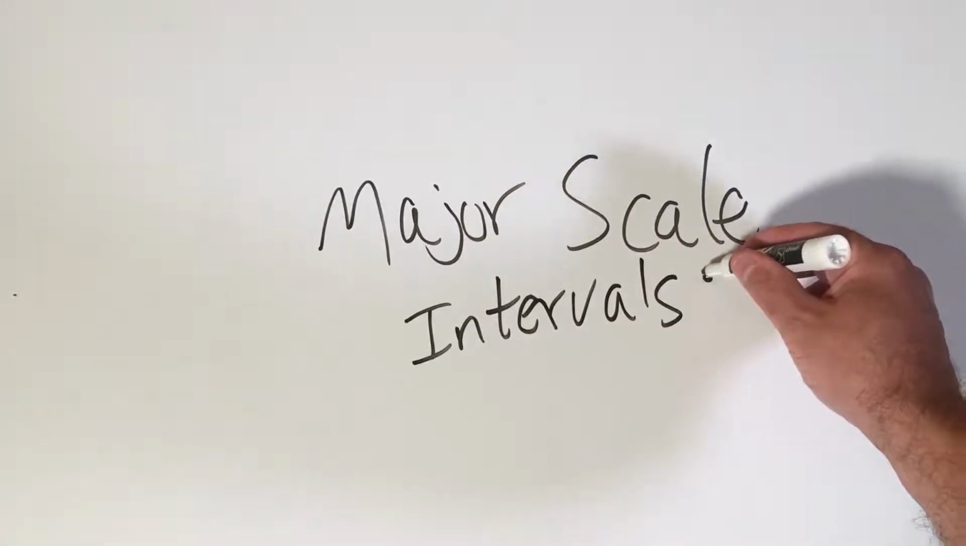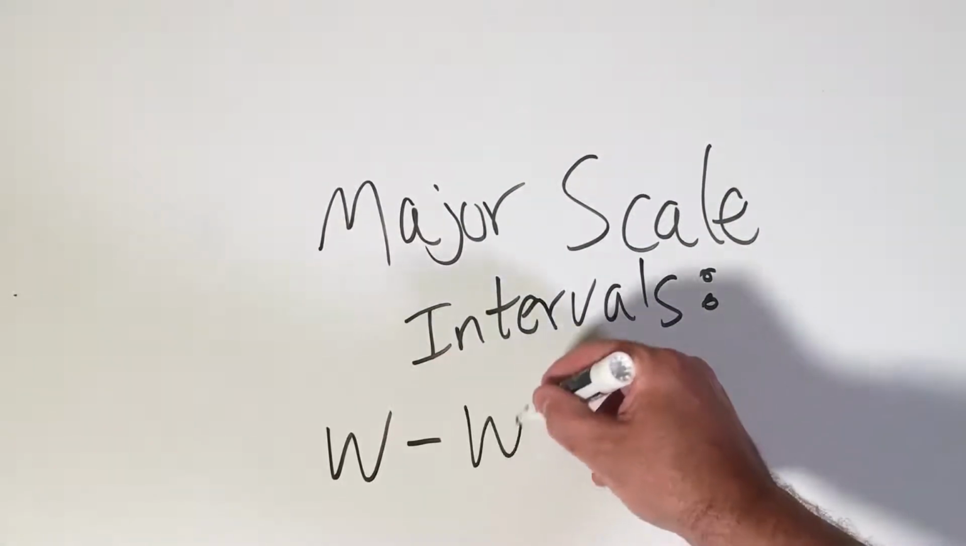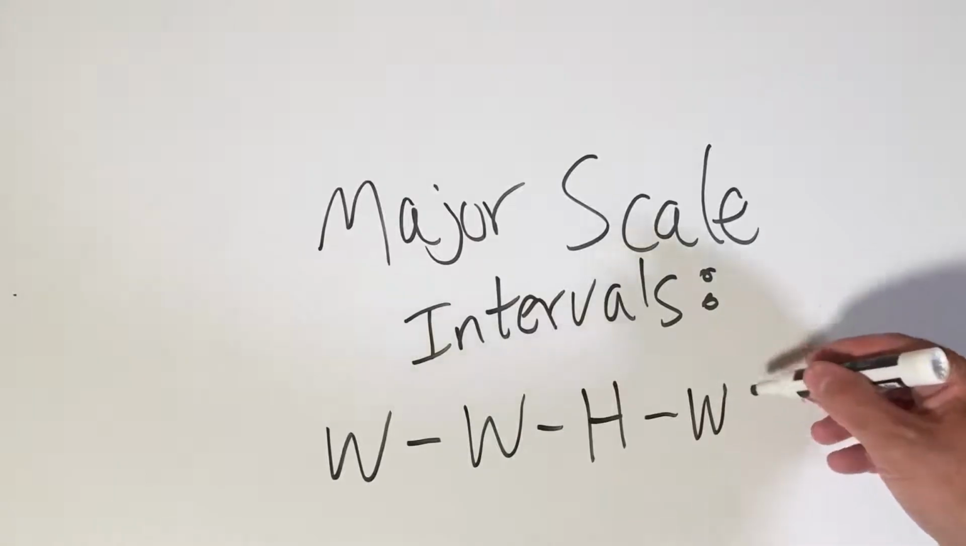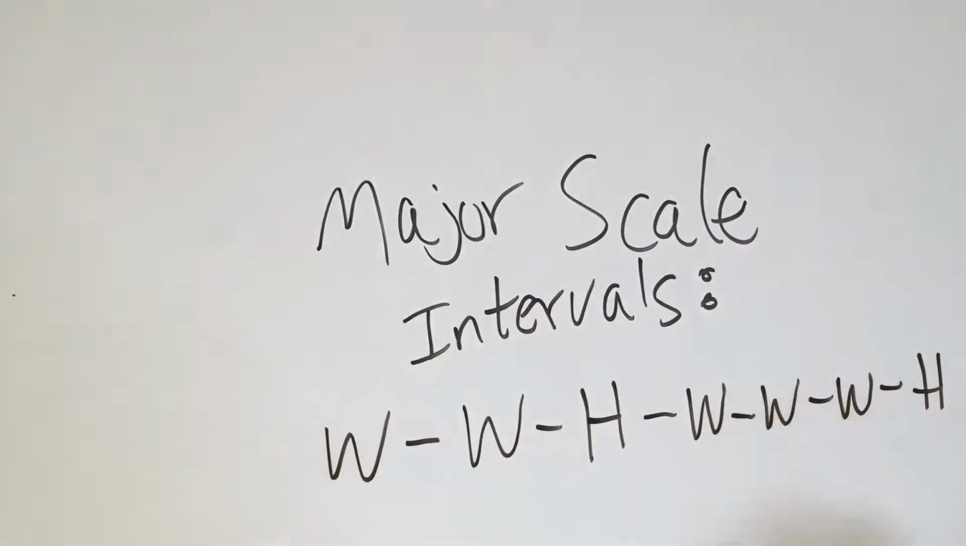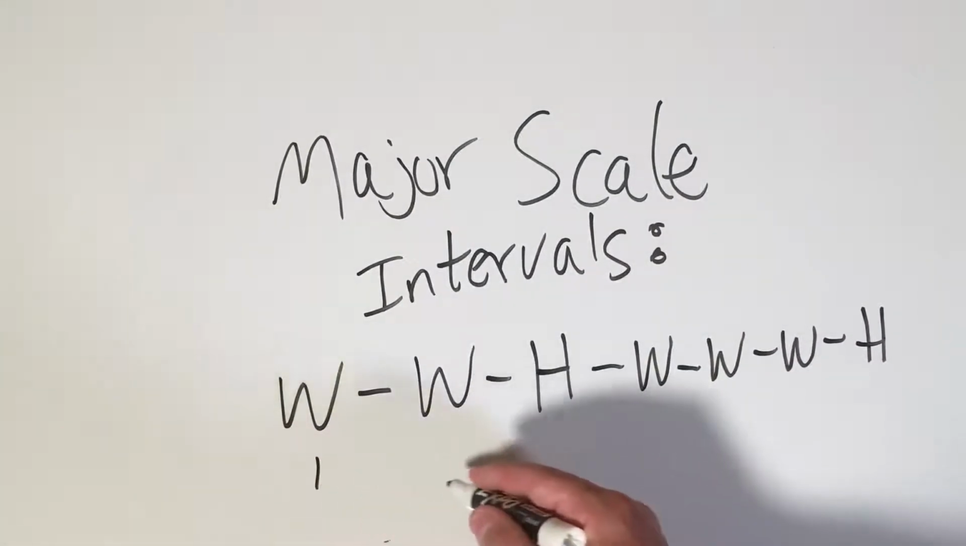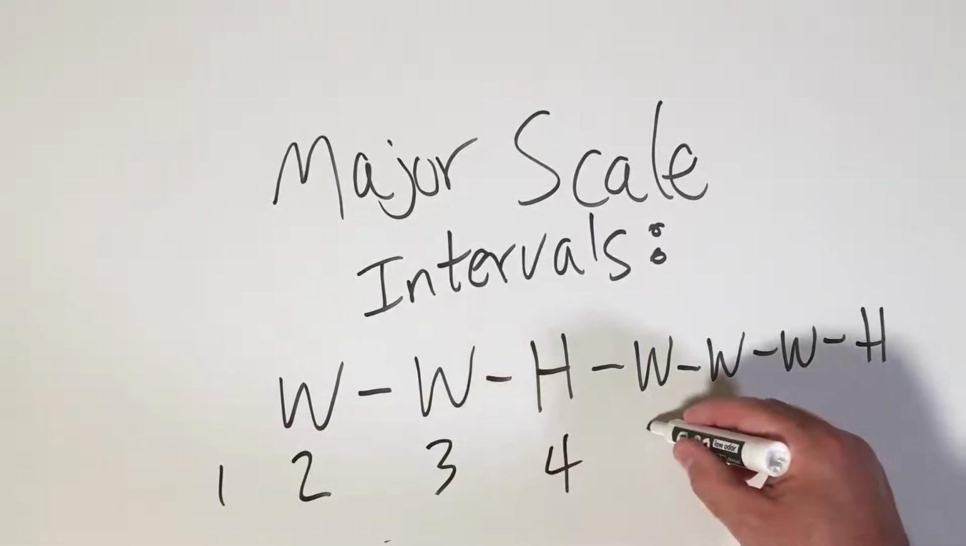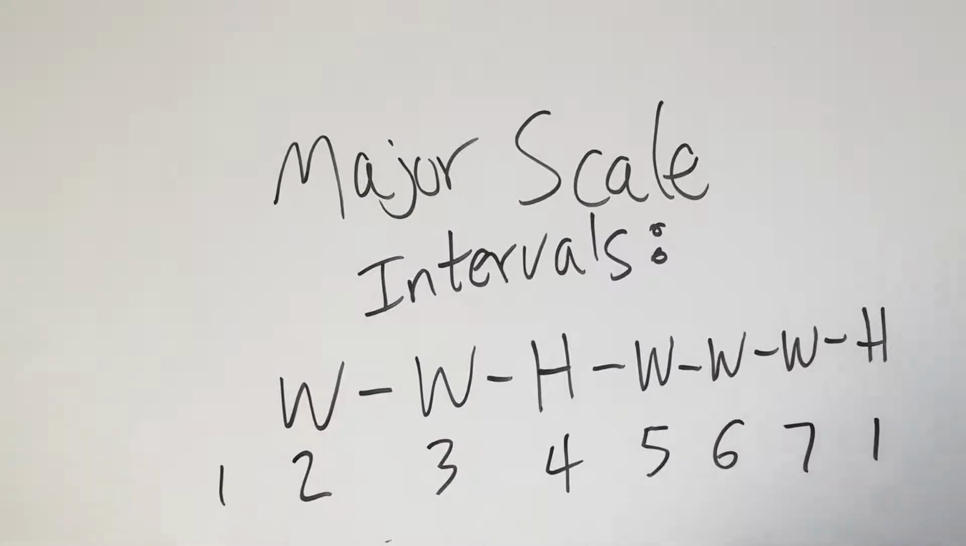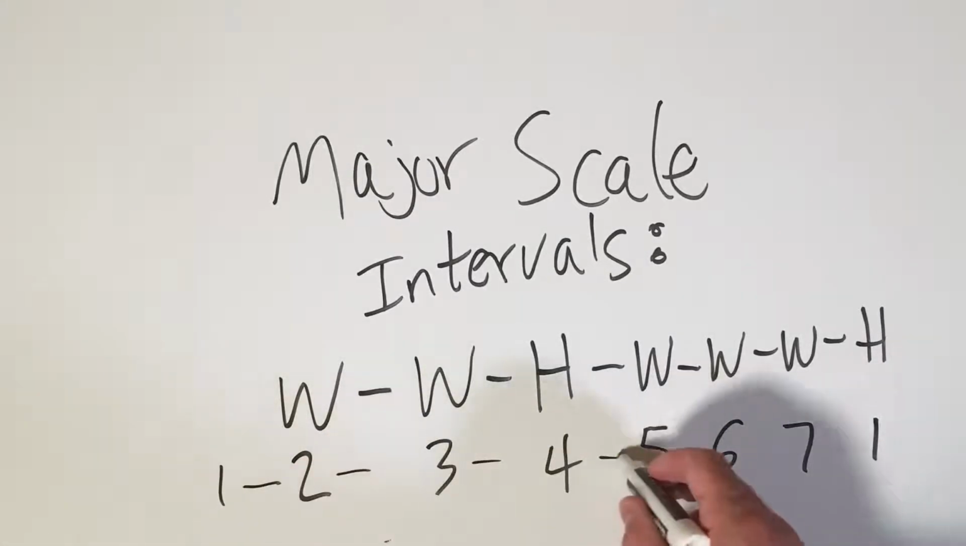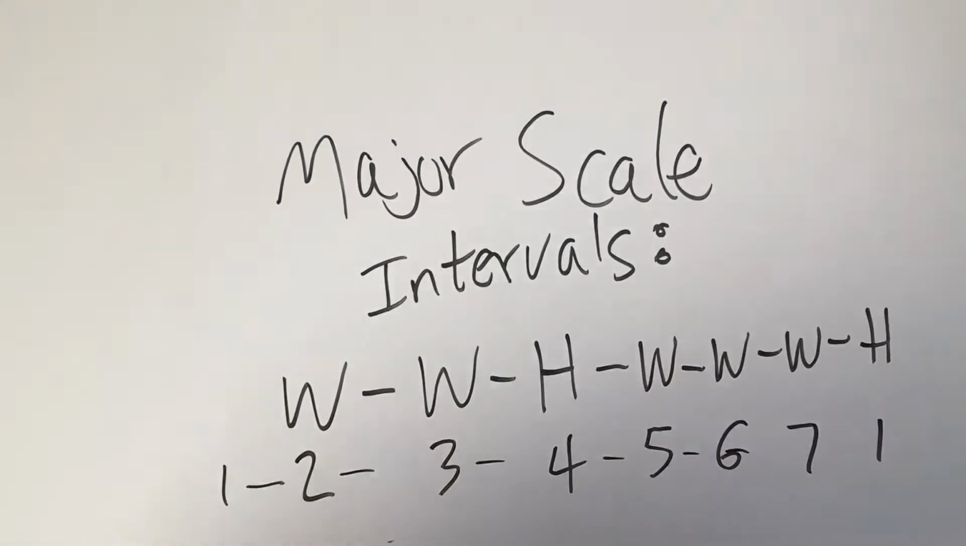The major scale has the interval pattern whole, whole, half, whole, whole, whole, half. A whole step is 2 frets on the guitar, a half step is 1 fret. Now using this interval pattern, we get the scale degrees that we name 1, 2, 3, 4, 5, 6, 7, and then 1 again for the octave. This is the major scale.